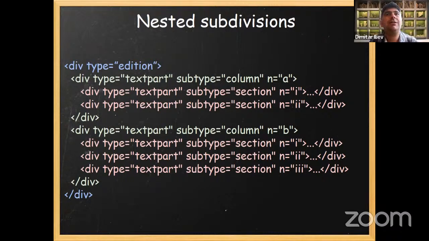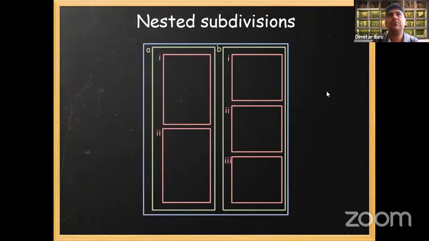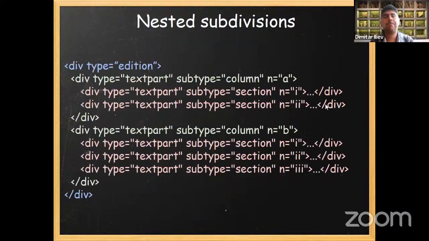So in column A you have section number 1 and number 2, and in column B you have section number 1, 2, and 3, and here you also put the text of each fragment, of each section.